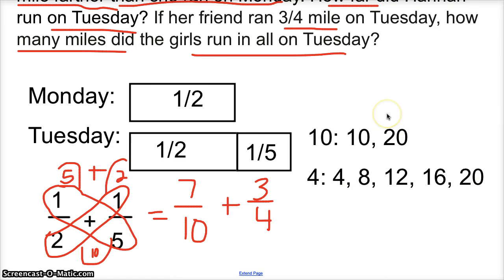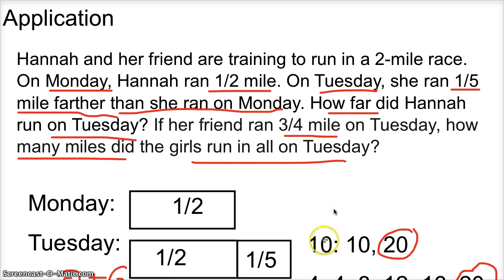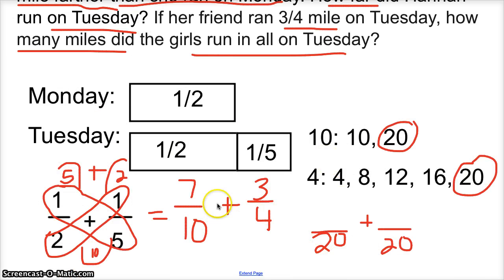My LCM is actually 20. That's my lowest number that they have in common. So what you can do is rewrite these fractions as denominators of 20. What I'm going to do is change them into equivalent fractions using multiplication, and it's going to be way easier than the butterfly method. You'll see in just a minute. So I just have to ask myself, how do I get from 10 to 20? What do I multiply 10 times to get to 20? And I would multiply 10 times 2.